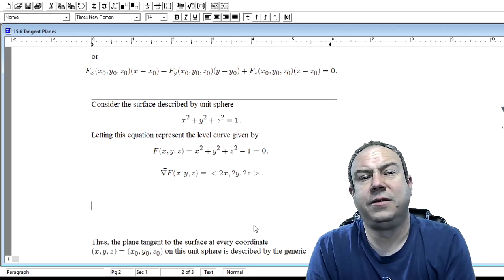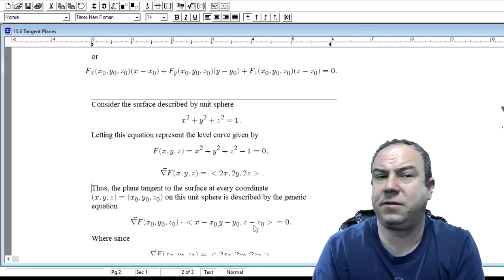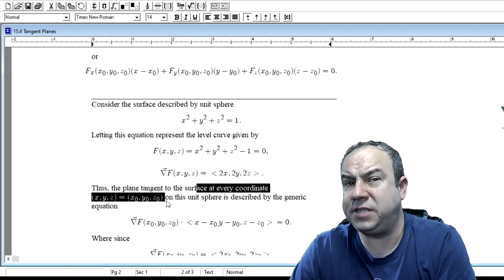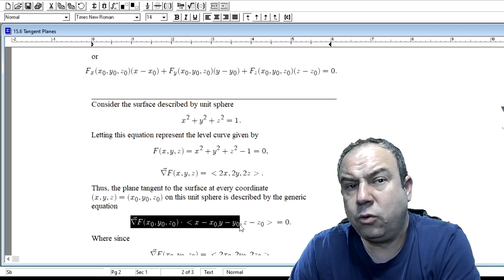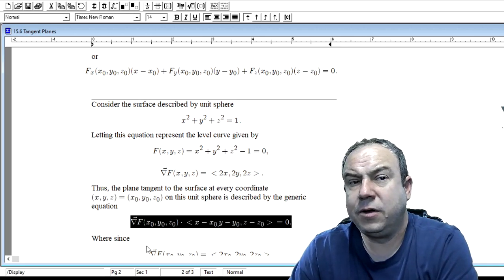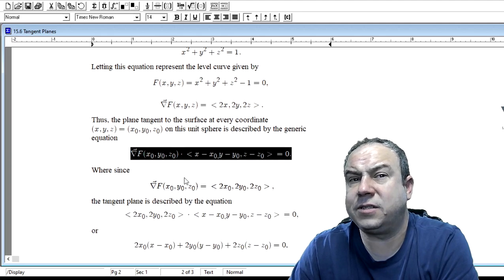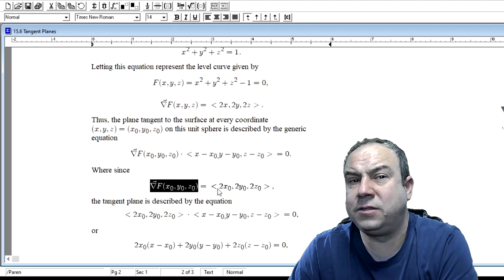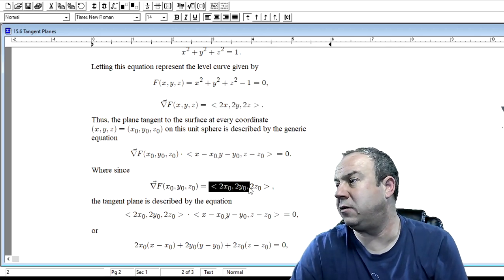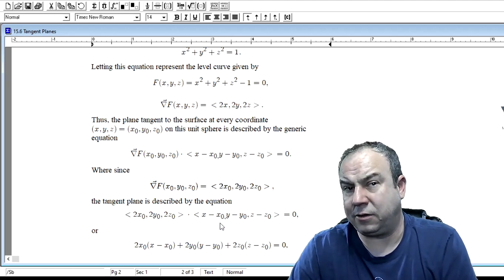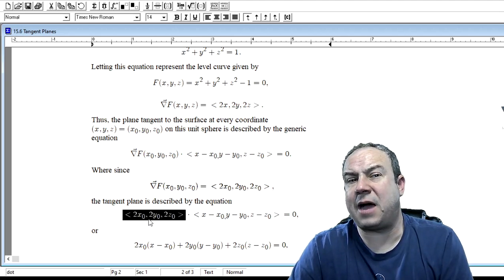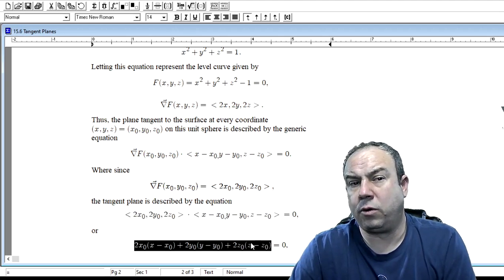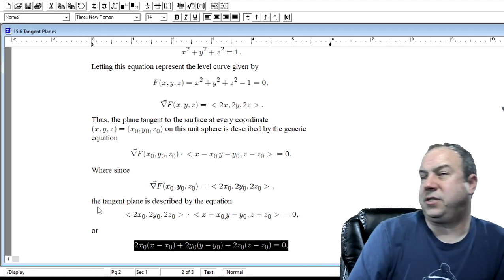Right? So the plane tangent to the sphere at every coordinate x null, y null, z null on the sphere will be described by this equation here, where since our gradient vector is 2x, 2y, 2z at x null, y null, z null, it'll be 2x null, 2y null, 2z null in value. And the tangent plane will be the dot product of this three-dimensional vector with this three-dimensional vector, or will produce this equation seen here.